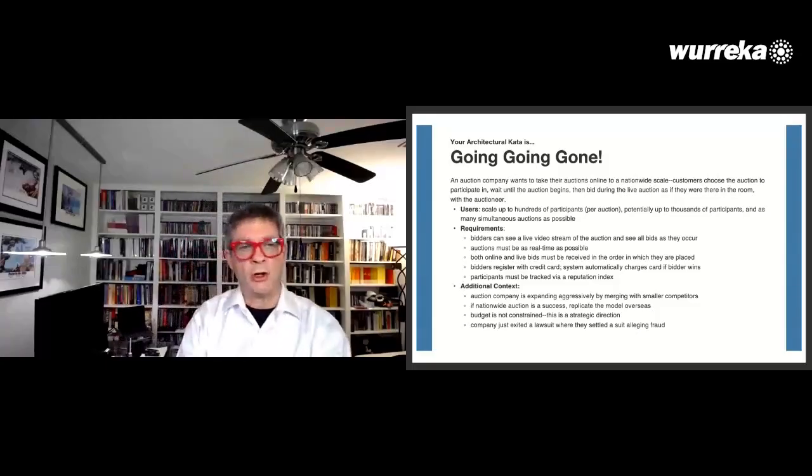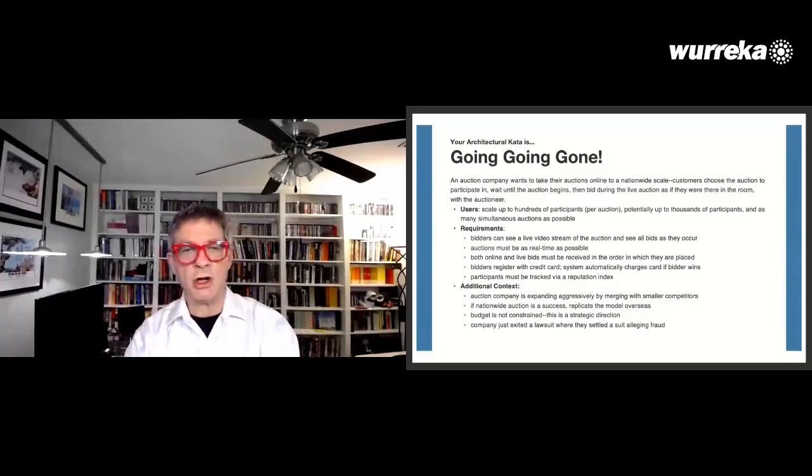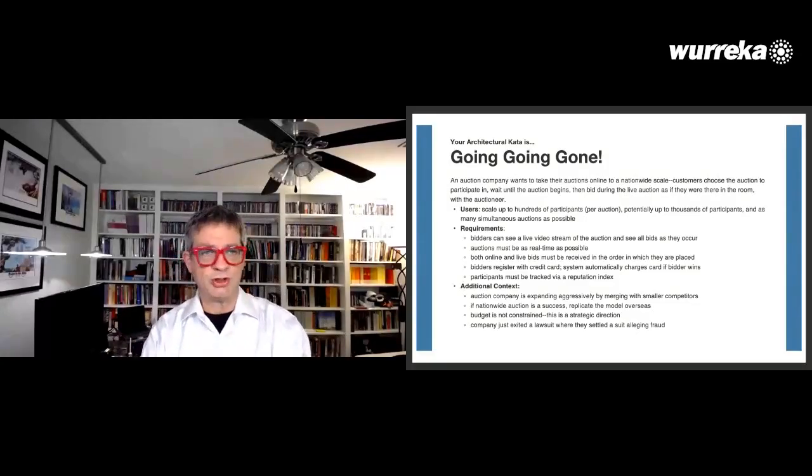And so Going, Going, Gone is an auction company that wants to take their auctions online to a nationwide scale. Customers choose an auction to participate in, wait till it begins, and then bid during the live auction as if they were there in the room. So we're basically trying to replicate the idea of a live auction as much as possible online. All of the katas have the same basic sections and expected number of users. Here we want to scale up to hundreds of participants per auction and then potentially up to thousands of participants because we want to have simultaneous auctions.